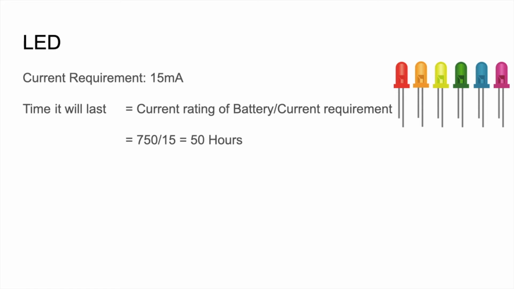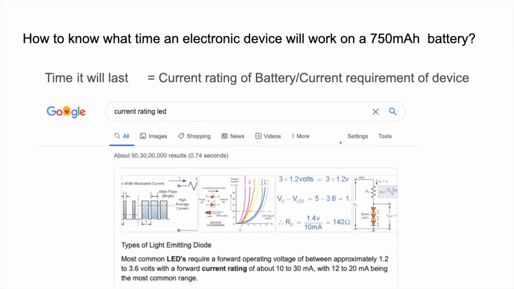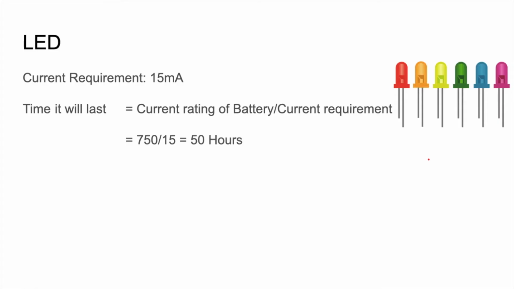So why two batteries? Because one battery mostly won't be able to drive the LED. In the previous page you have already seen most common LEDs require a forward operating voltage between approximately 1.2 to 3.6 volts. We will again just take the average of that, so it will come to nearly 2.5 volts. One battery can provide only 1.5 volts. Correct. So that's why we consider two batteries. Two batteries connected in series will be giving you 3 volts.